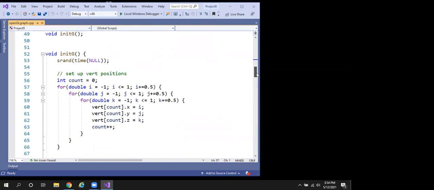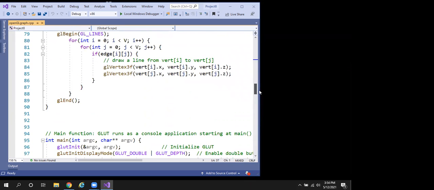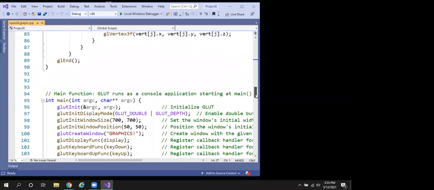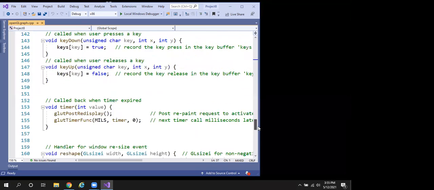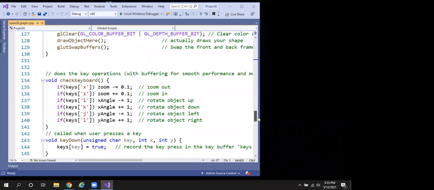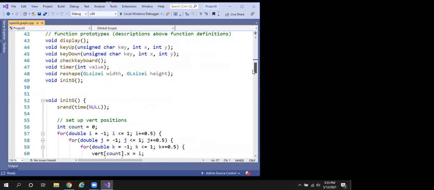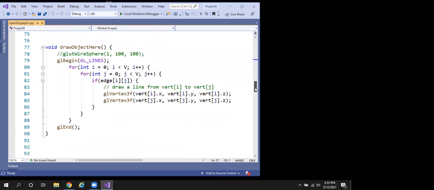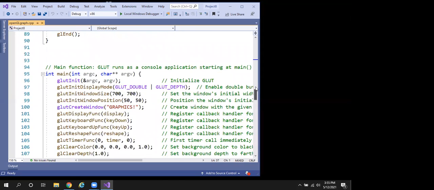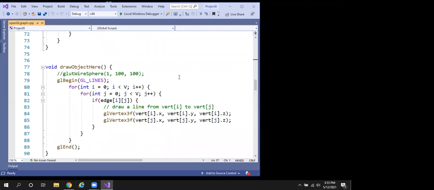I'm just making up an adjacency matrix, right? Keyboard timer. Okay, so this is all the old stuff. So here's the new stuff: init G and draw object. Let me start with draw object here. That's probably the easiest one.